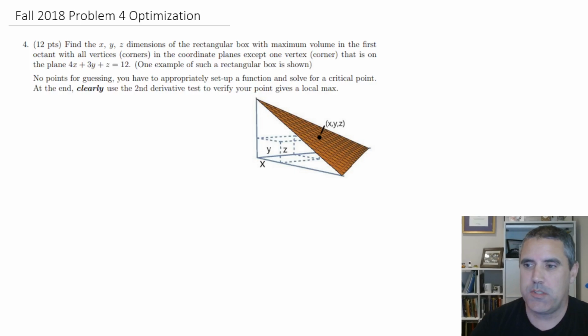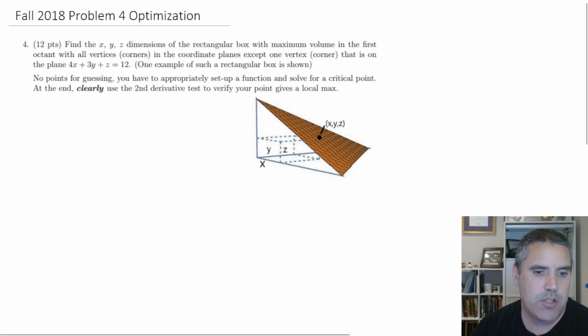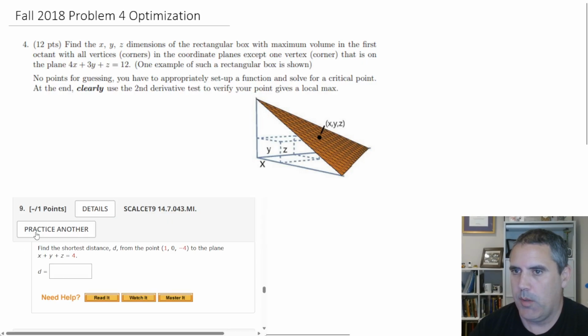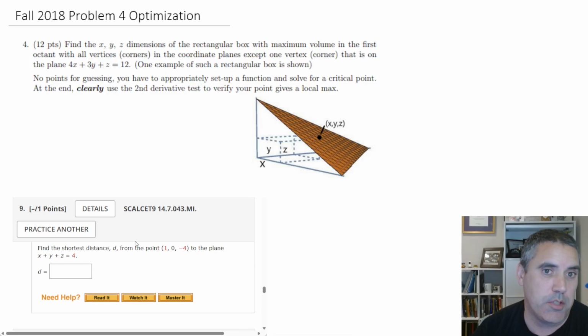So I'm going to use this mostly as a chance to review optimization. I do want to say, if you're worried about applied optimization, my promise is that anything you see on the test will be similar to something you saw in the homework. Here's what you saw in the homework. So we're going to flip through it and then we'll do this problem.